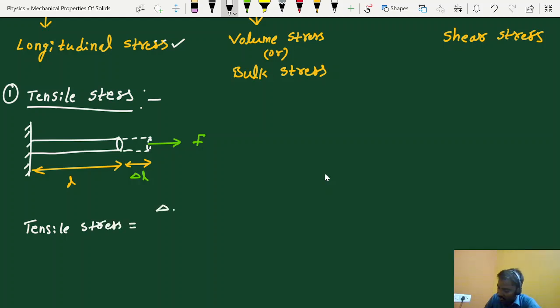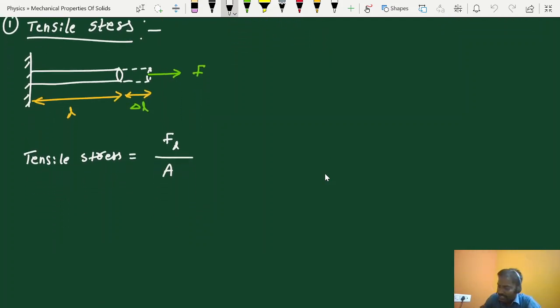Tensile stress is the longitudinal force per unit area of cross section, right students? So here you can also say it as tangential force by area of cross section, whatever it is. Next, the second category of stress is compressive stress.